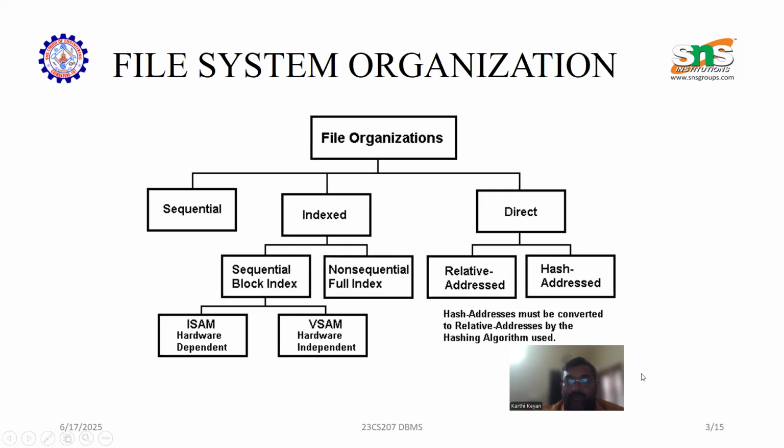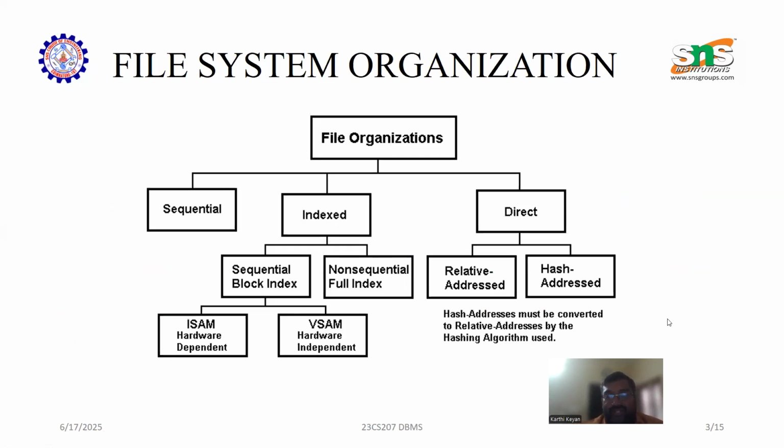So this is the file organization structure. In file organization we have three methods: sequential, indexed, and direct. Under indexed, one is ISAM, hardware dependent, VSAM, hardware independent, and non-sequential full indexed. Under direct, relative address and hash addressed. So these are the methods followed in file system organization.